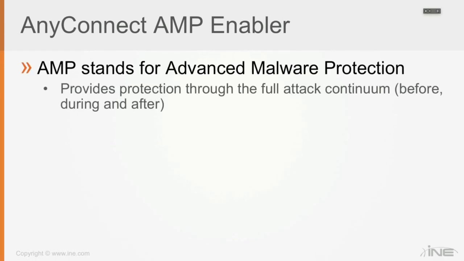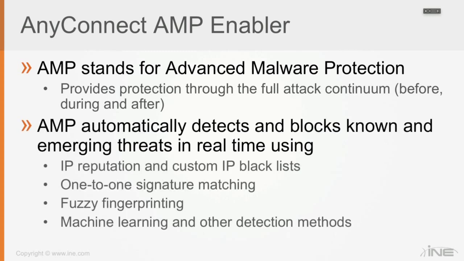So AMP provides protection across the full attack continuum, before, during, and after. AMP automatically detects and blocks known and emerging threats, which means unknown new attacks, in real time, using a lot of built-in features, for example IP reputation and custom IP blacklists. So if traffic comes in from a specific well-known malicious source from the internet, AMP is going to drop that packet. There's no need even to inspect the packet, because if it comes from a well-known bad reputation source from the internet, the chances are 100% or close to that it's also going to be malicious content.